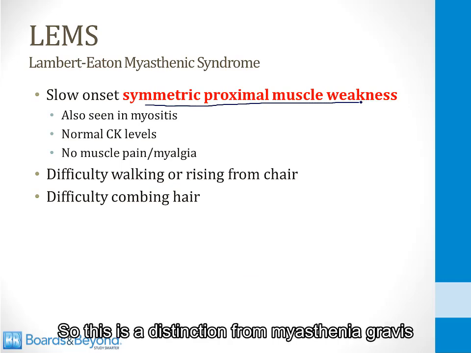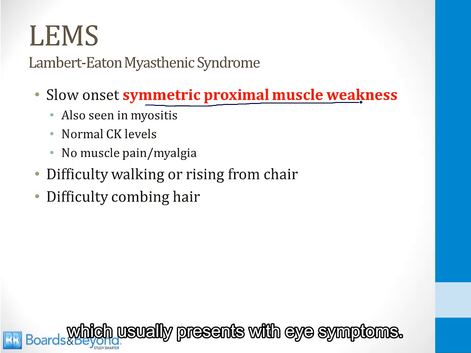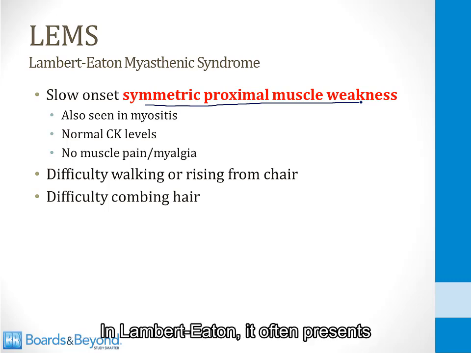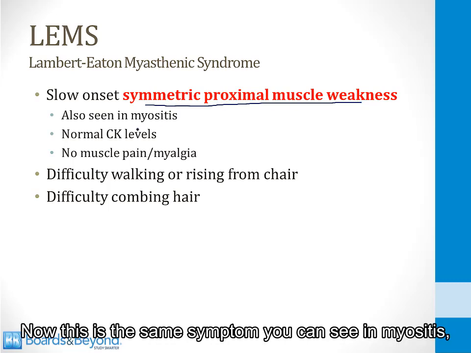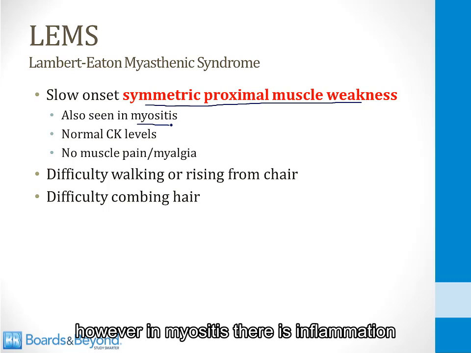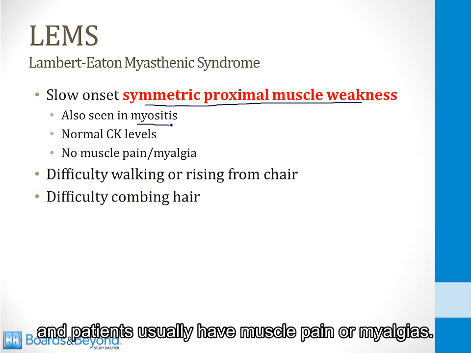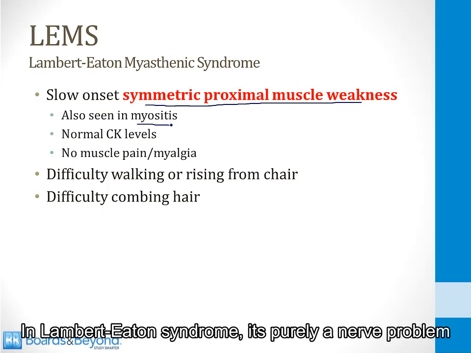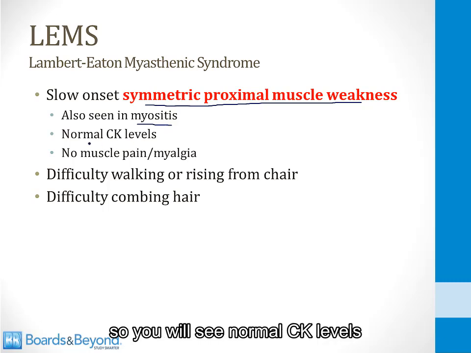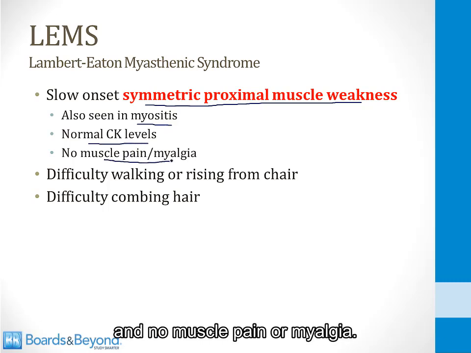So this is a distinction from myasthenia gravis, which usually presents with eye symptoms. In Lambert-Eaton, it often presents with proximal muscle weakness. Now, this is the same symptom you can see in myositis. However, in myositis, there is inflammation of the muscles. So you see elevated CK levels, and patients usually have muscle pain or myalgias. In Lambert-Eaton syndrome, it's purely a nerve problem, so you will see normal CK levels and no muscle pain or myalgia.